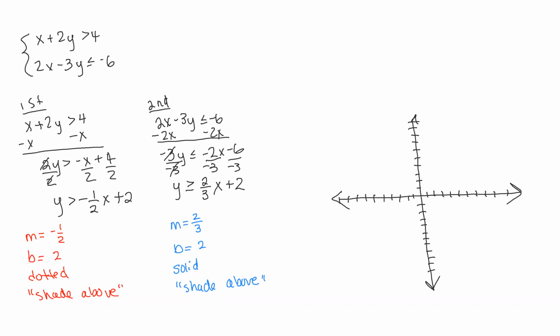All right, so red line first, we're going to plot our y-intercept, which is 2. Our slope is negative 1/2. That's going to tell me to go down and to the right. So I'm going to go down 1, to the right 2, down 1, to the right 2. I could also, instead of going down, go up. But if I go up, I have to go to the left 2. Now, these points, we want to connect with a dotted line.